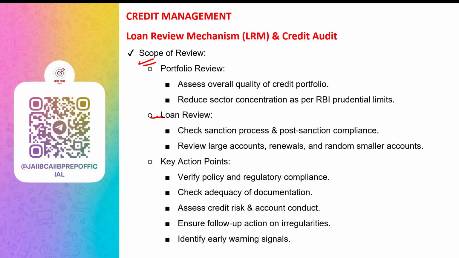With respect to portfolio review, overall loan quality is assessed and you avoid over concentration in risky sectors. With respect to loan review, you check all large loans and a sample of smaller ones. You review new loans within 3 to 6 months of sanction. With respect to action points, you check policy and RBI compliance. You verify documents. As a bank, you assess credit risk. You check how accounts are being monitored. Identify irregularities and early warning signals.